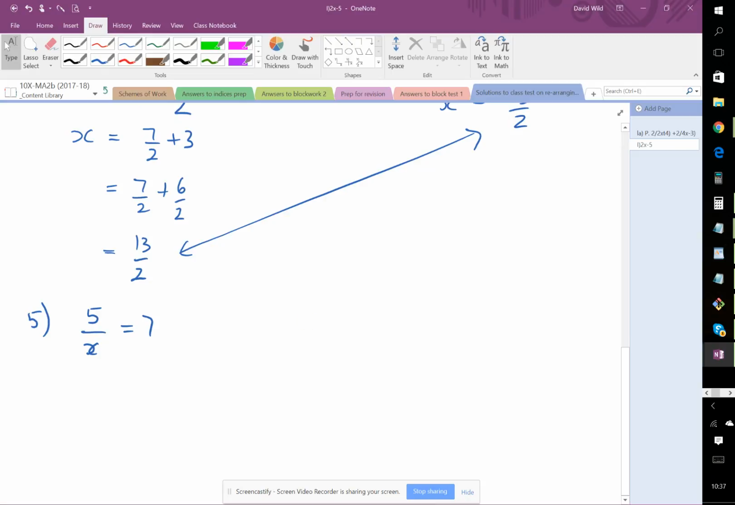Right, there's a fraction here. We don't like fractions, so we get rid of it. So we multiply both sides by? 5. No, x, to get rid of the denominator. So 5 equals 7x. Now divide both sides by 7. X equals 5/7.